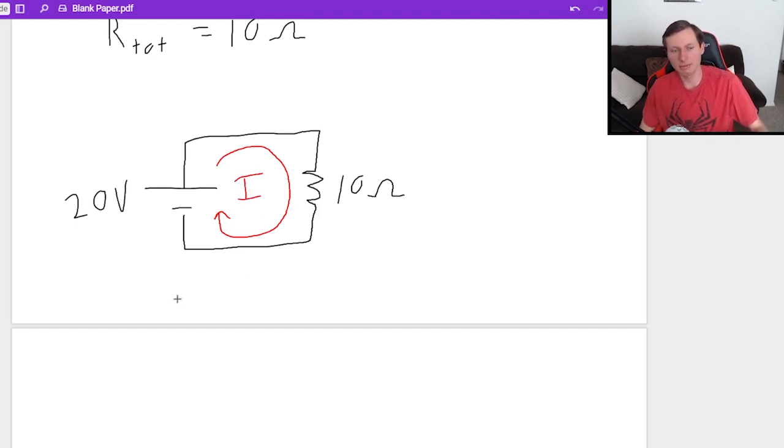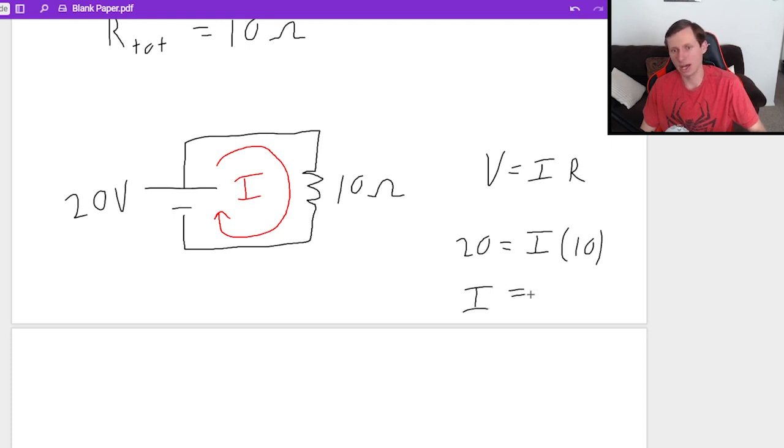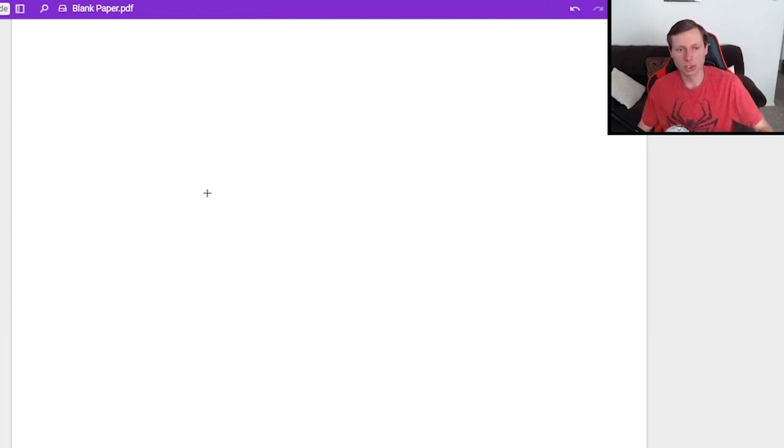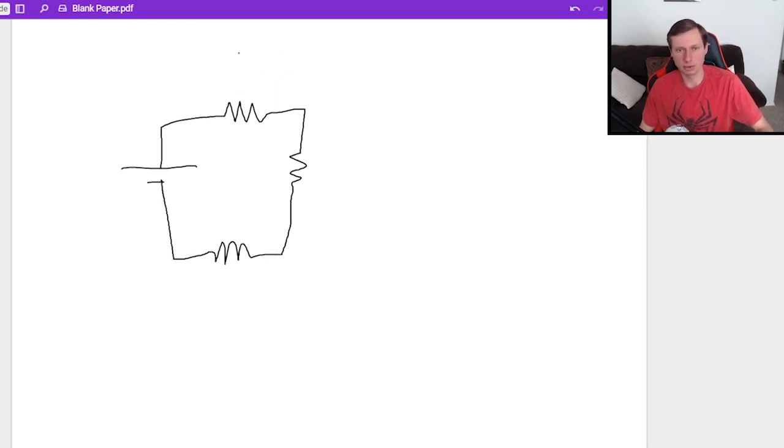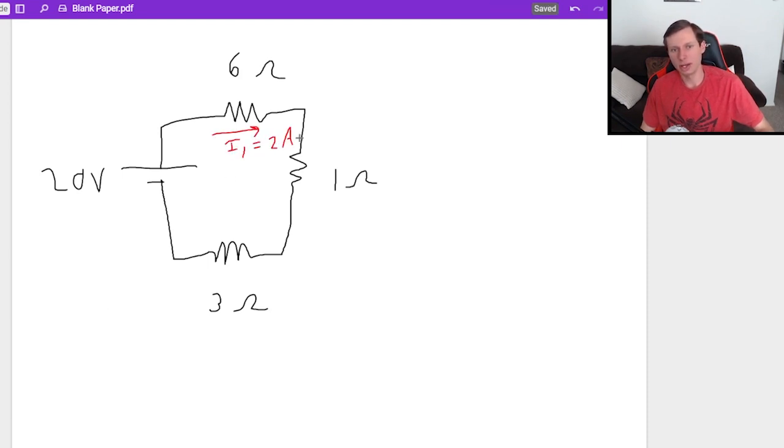And this current I can find just by using Ohm's law. V equals I times R. So 20 volts equals I times 10. Divide both sides by 10. We get I equals 2 amps. Excellent. So now that I have the current for the whole circuit, I can now go back to my original circuit diagram and find all the individual values. Because now I know that the current, we'll say I1 is 2 amps. We know the current I2 is 2 amps. And we know the current I3 is 2 amps.